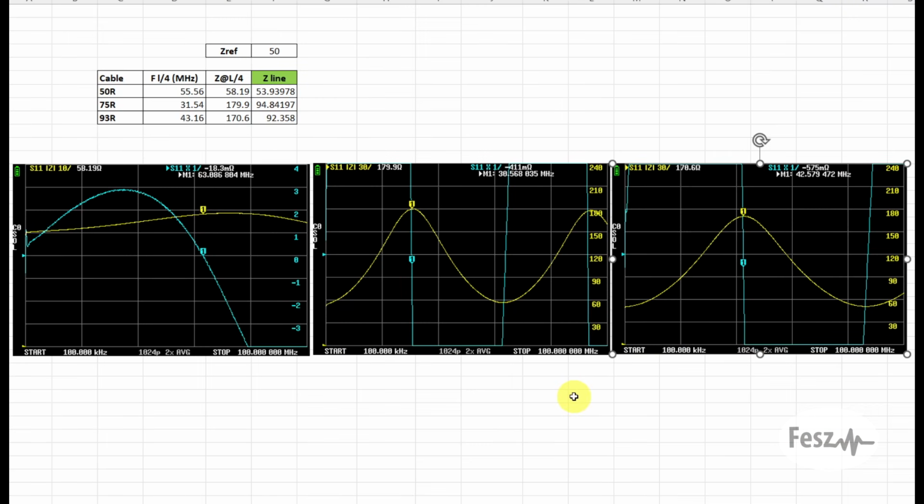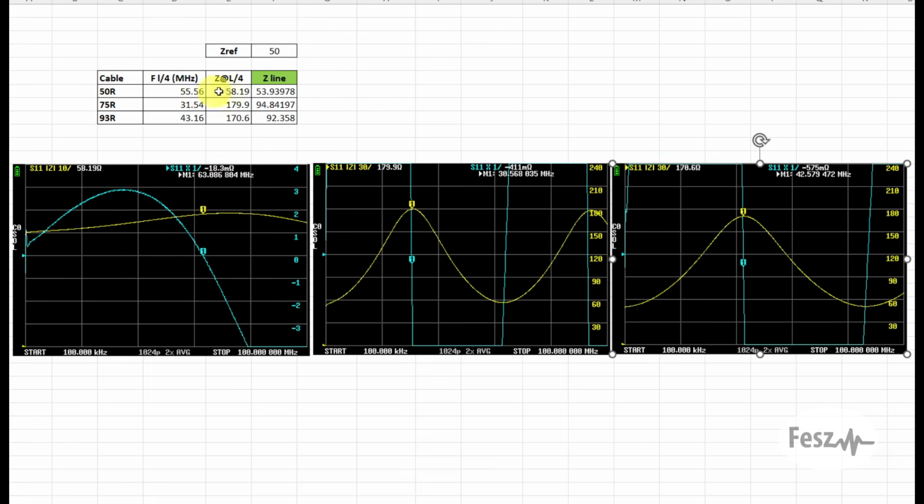Now, looking at the results, these are the 3 VNA measurements I took. So for the 50 ohm line, the 75 and the 93 ohm line, and in some cases the impedance of interest, so when the blue reactance line passes through 0, is at the top of the impedance curve, sometimes it's somewhere to the side. So that's why plotting the reactance is quite useful.